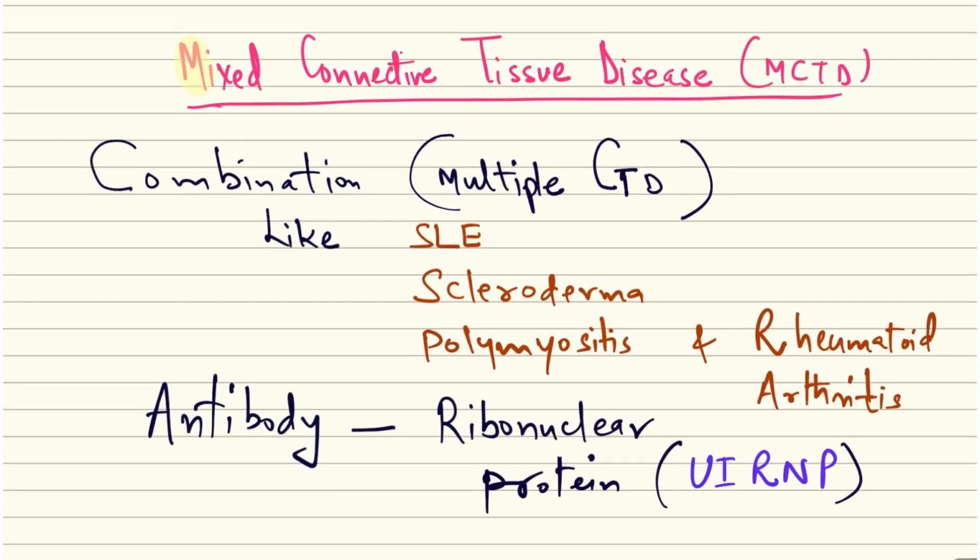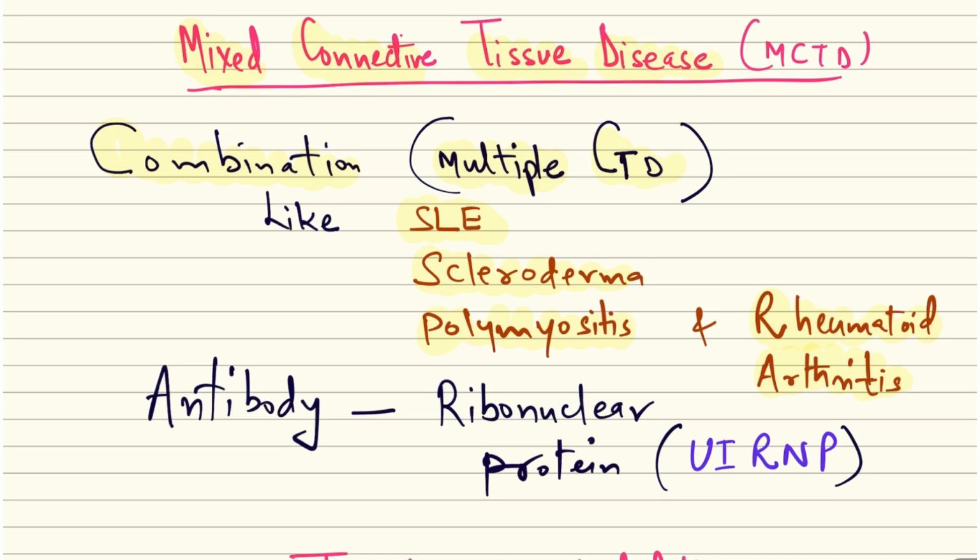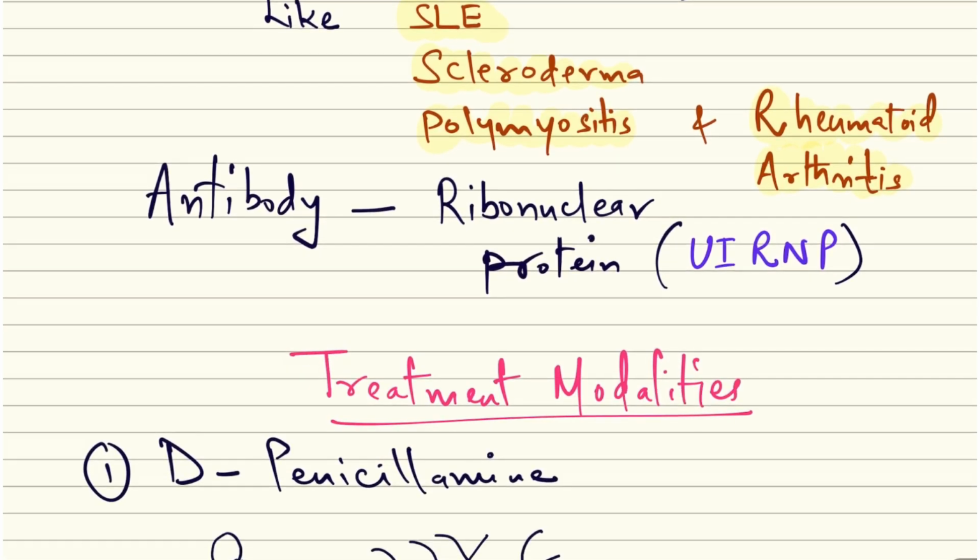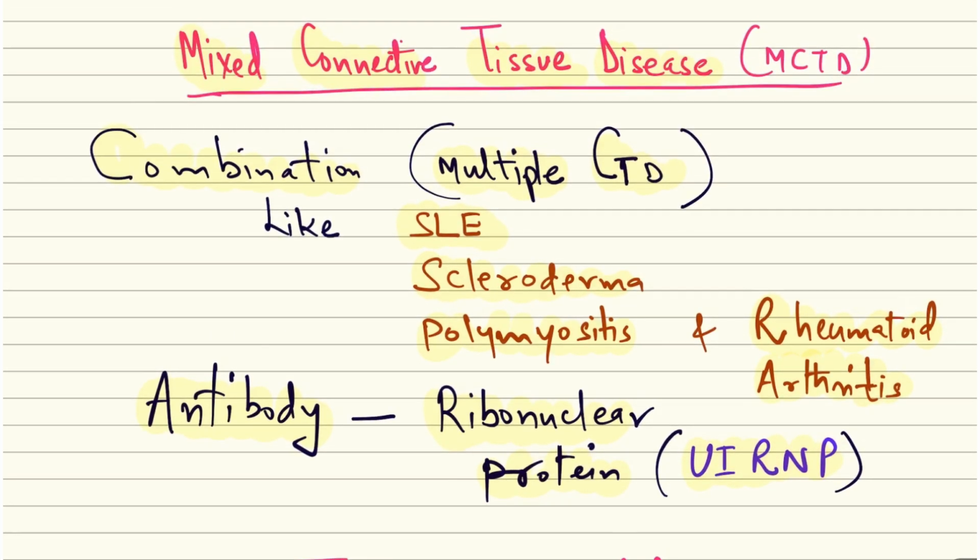One more condition is mixed connective tissue disease. It is basically the combination of multiple connective tissue diseases together in a single patient. Diseases like systemic lupus erythematosus, scleroderma, polymyositis, and rheumatoid arthritis, you will find their combination in a single patient. That is called mixed connective tissue disease. For diagnosing mixed connective tissue disease, we will find a high titer of the ribonucleoprotein antibody, the U1 RNP antibody, in these patients.